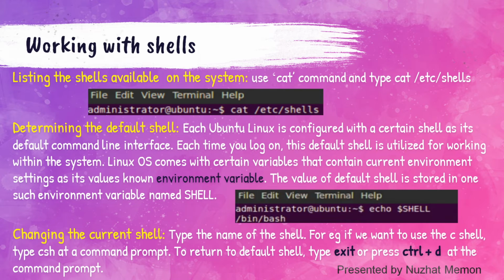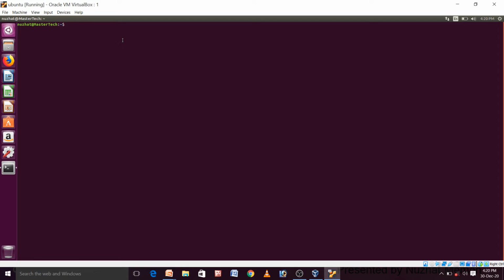Now, the next topic is working with shell. If you want to list all the available shells on the system, you have to type the command cat. Here I will show you. To see the list of all the available shells on your system, you have to type cat space /etc/shells. Here you may get some other output. It depends on the system. So here I am getting this output.